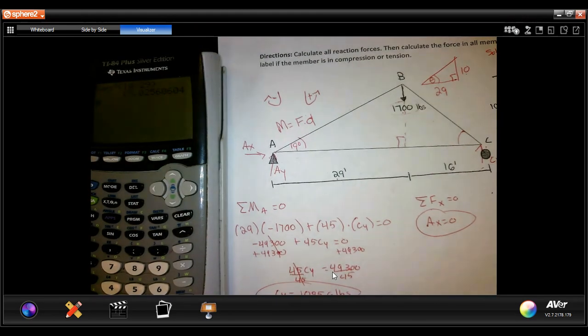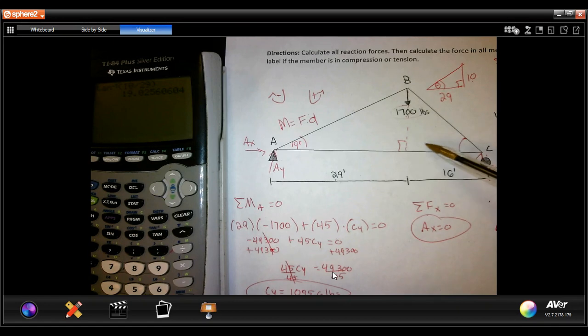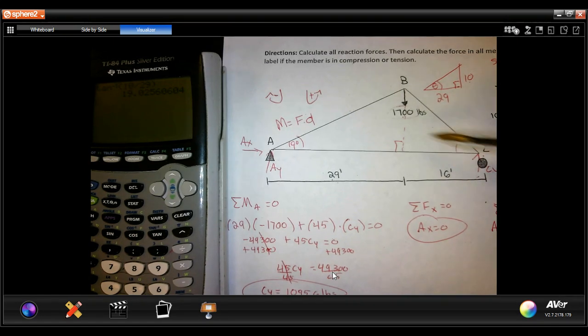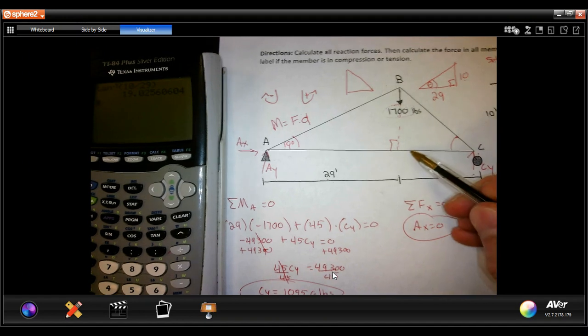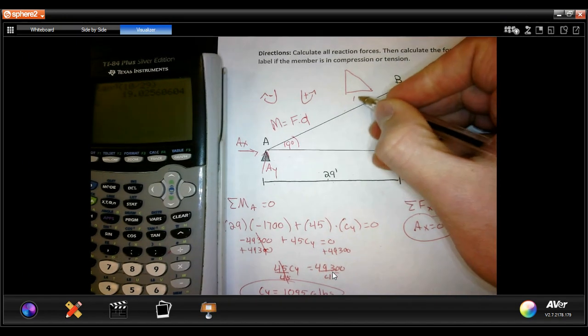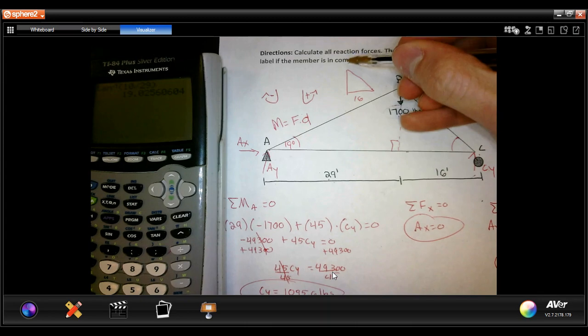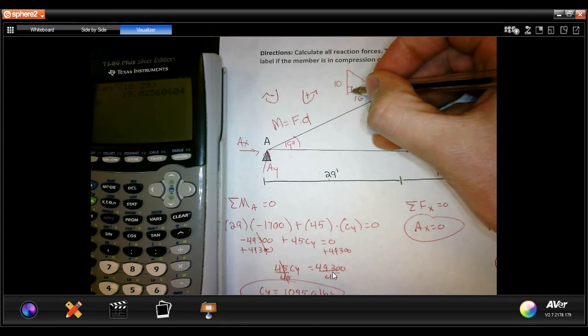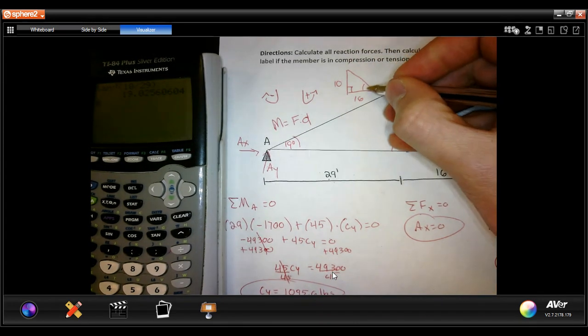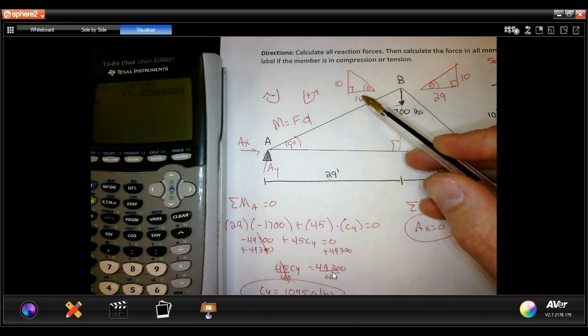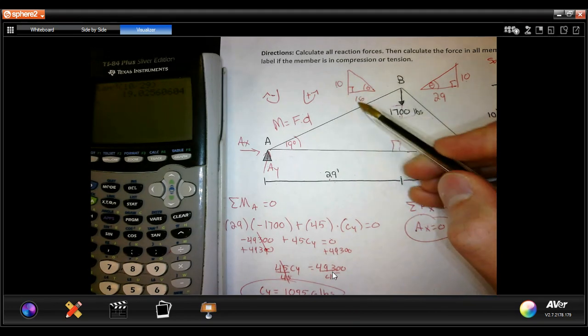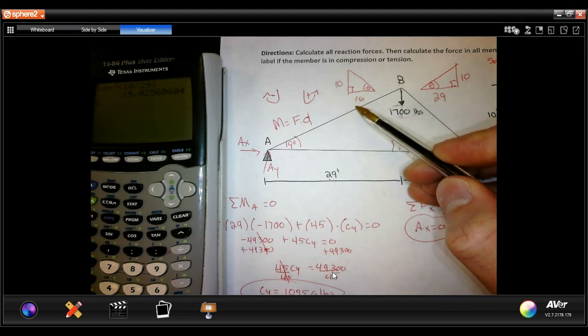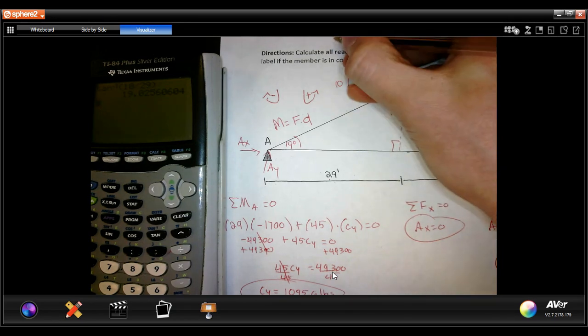Okay. Likewise, if we just look at the triangle on this side, it would look like this. From C to B is 16 feet. From C up to B is still 10 feet, which makes a right triangle. And now we're looking for this angle. Again, it's the same trig function because 10 is the opposite and 16 is the adjacent, so you're still going to use tangent.